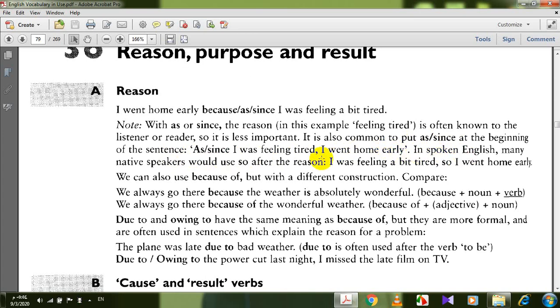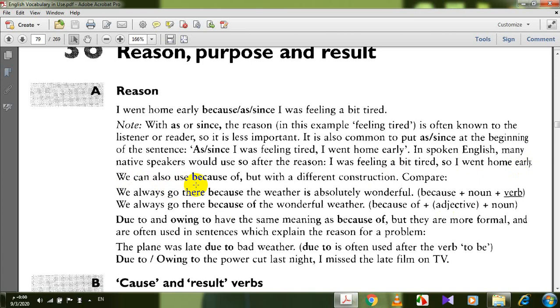In spoken English, many native speakers would use so after the reason. So they say, I was feeling a bit tired, so I went home early. So instead of using because, since, as, they use so. This is for native speakers. Okay? So these things seem to be very easy.